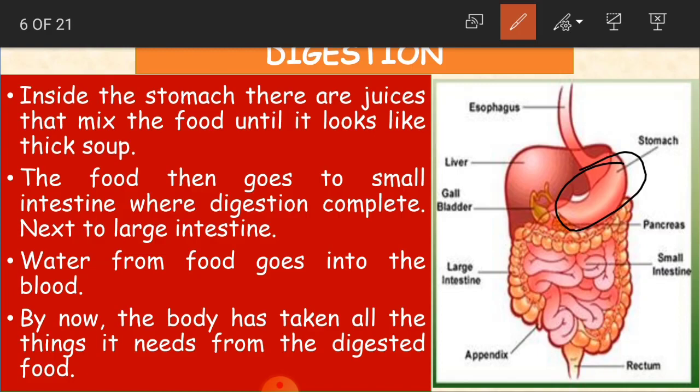Soup, you know, children, tomato soup or rice soup, corn soup, vegetable soup. How will it be? It will be in a liquid form, a thick liquid substance, soup.